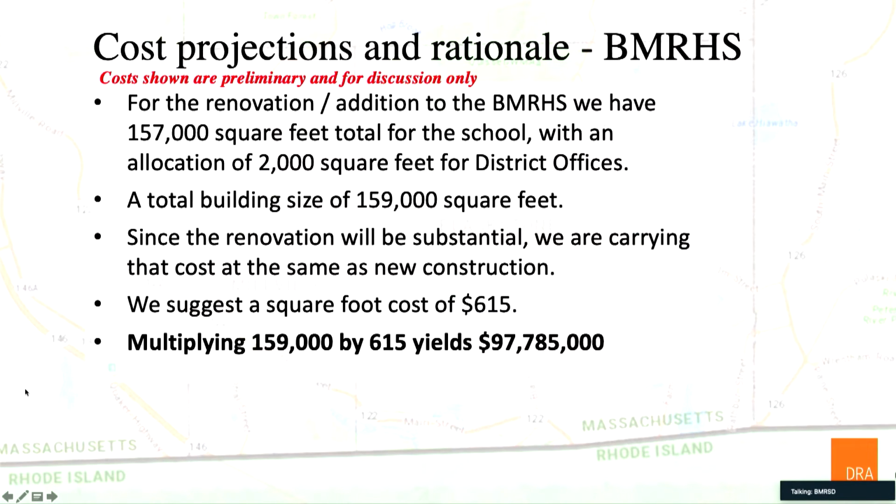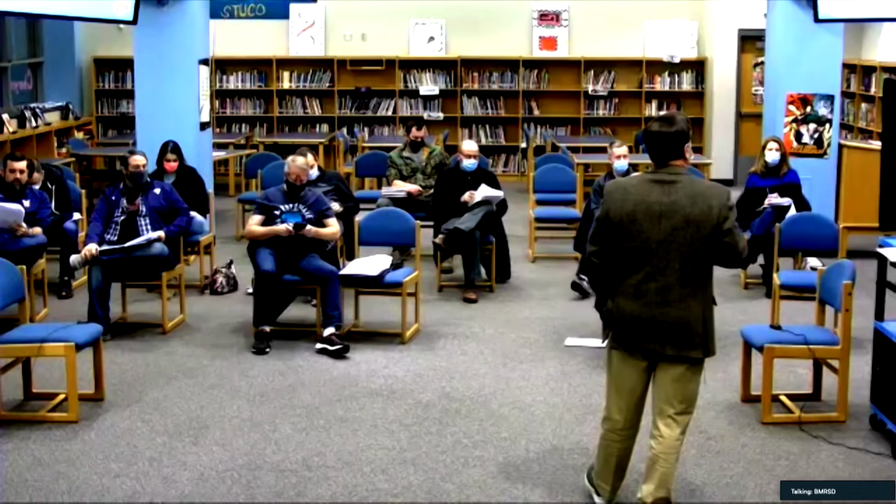But at $615 a square foot, you're about 97, just under $98 million for a new high school, which is just about the going rate right now. It's about what we would expect when we started, was somewhere between 80 and 100 when we started about a year ago. So as things change with the supply line, that's what we get. Anyway. So a follow-up to that, Greg.